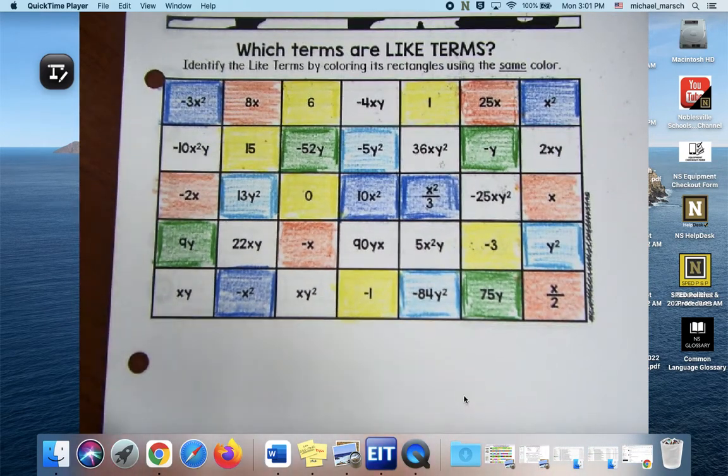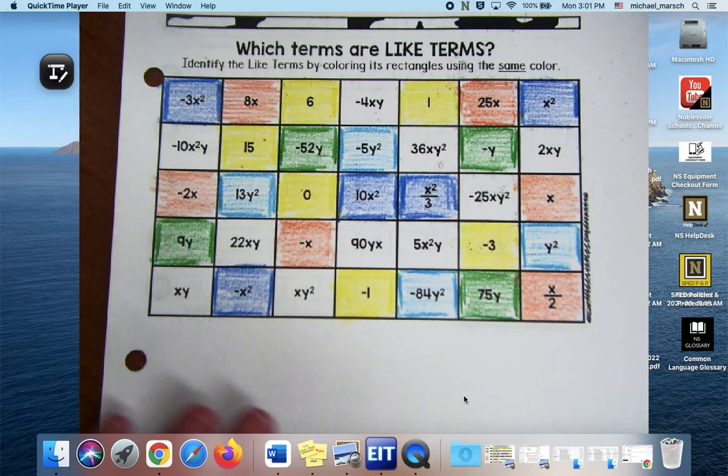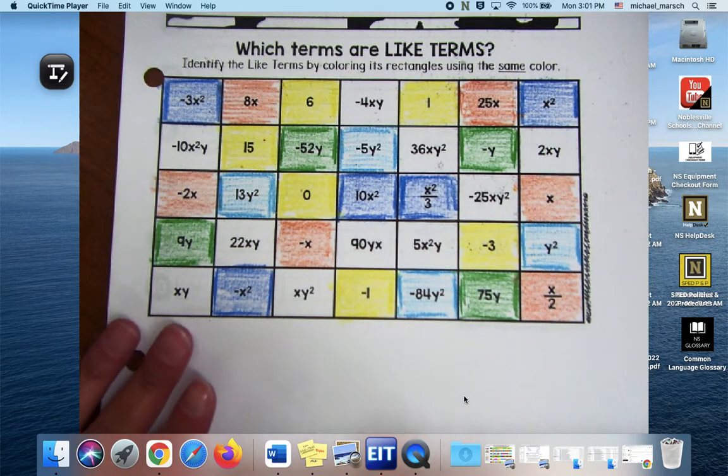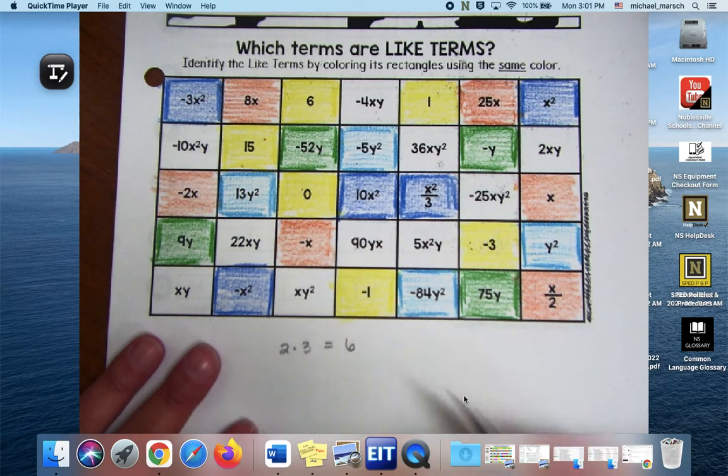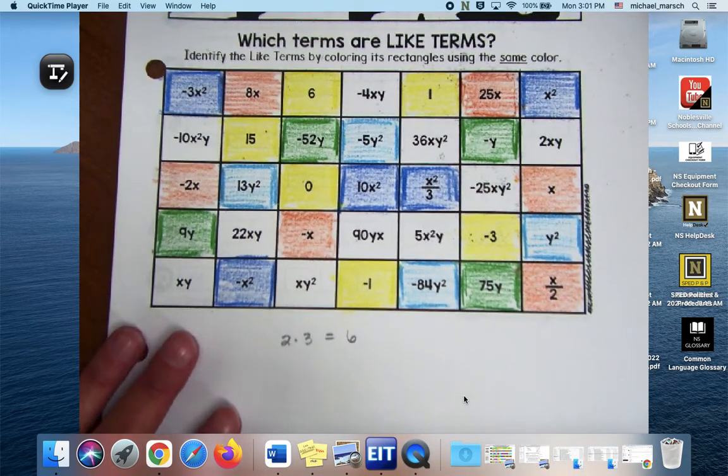Okay, so the next one we're going to do is red, but we need to explain something down here at the bottom of the paper. So I need you guys to help me out. What's 2 times 3? 6. You can write that if you want. You don't have to, I'm just explaining it here.